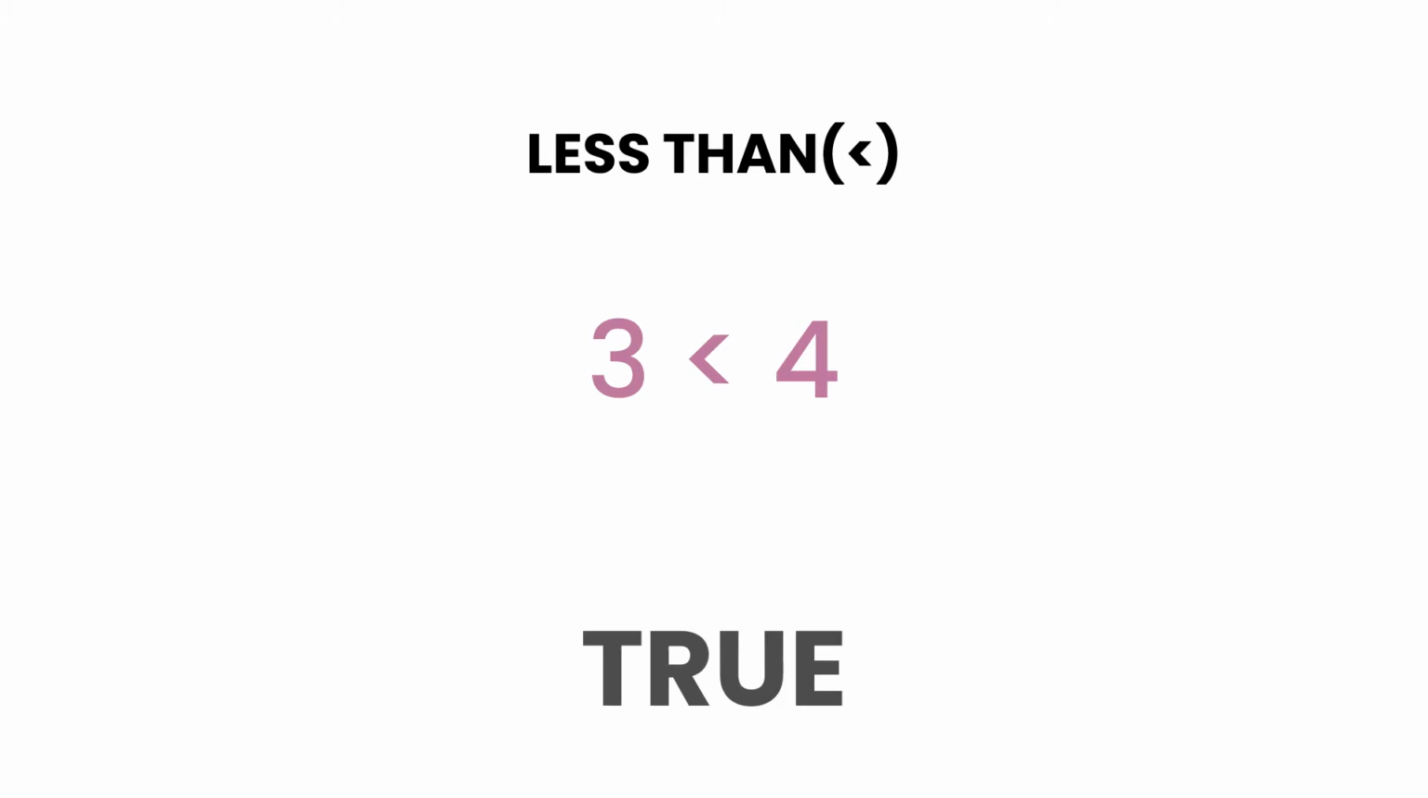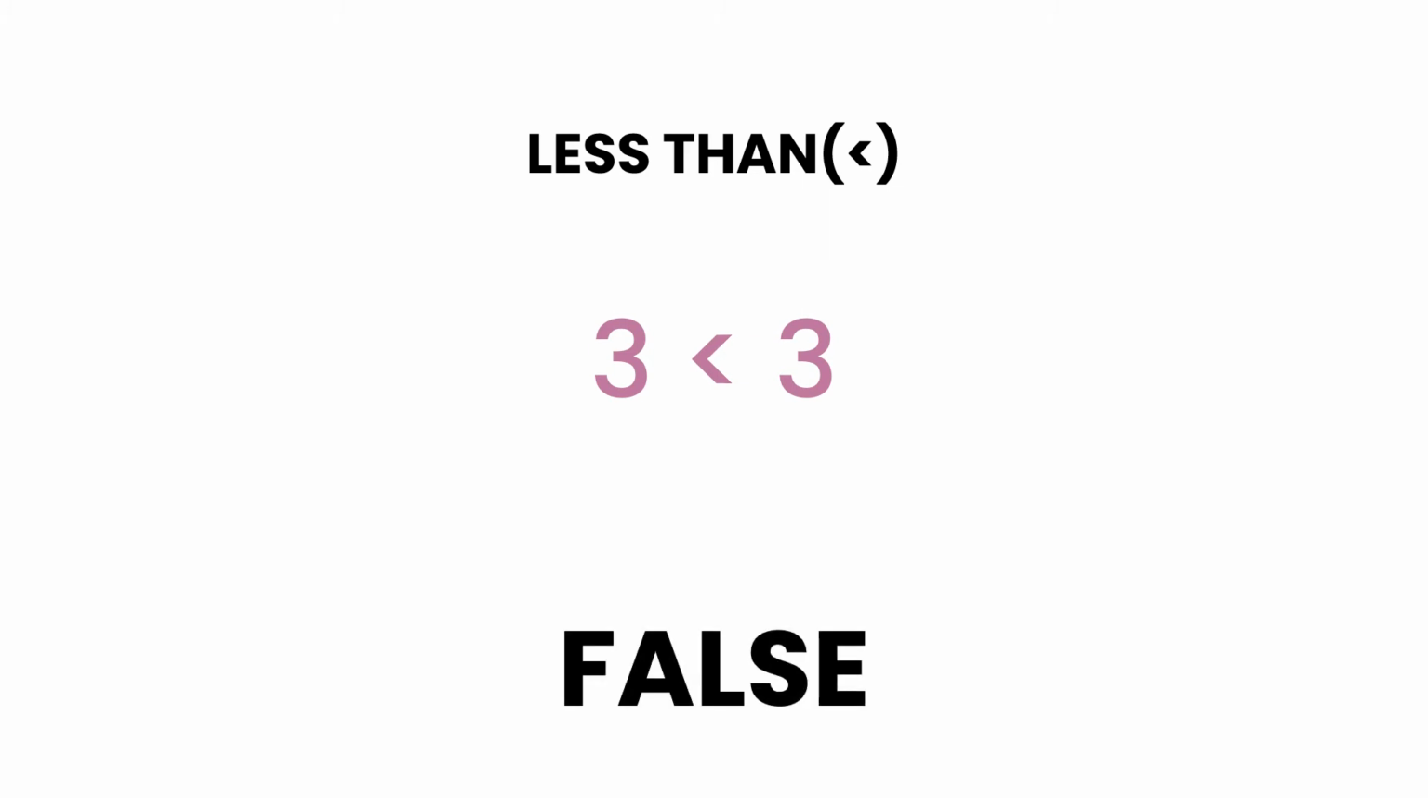Less than, as the name implies, checks if one number is less than another. For example, if we did 3 is less than 4, it would evaluate to true. Now less than is not inclusive, so if we did 3 is less than 3, it would evaluate as false.